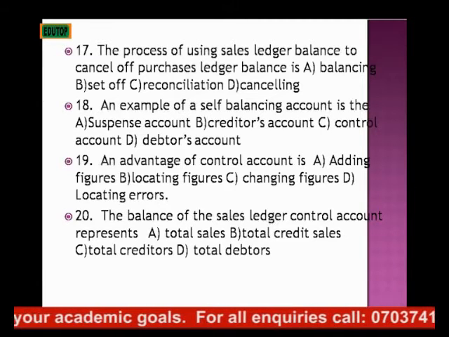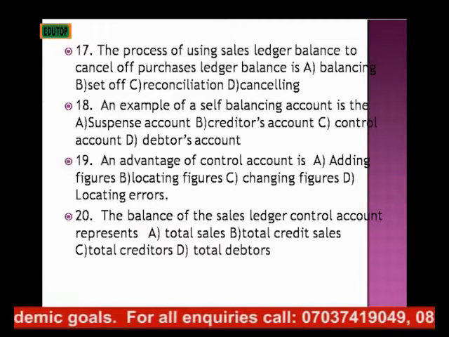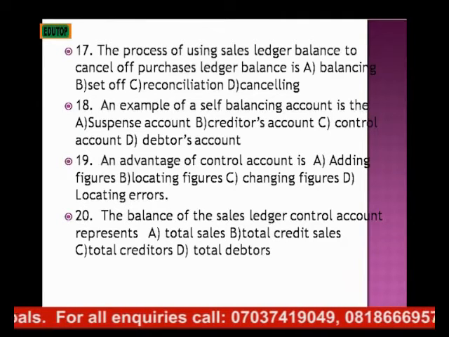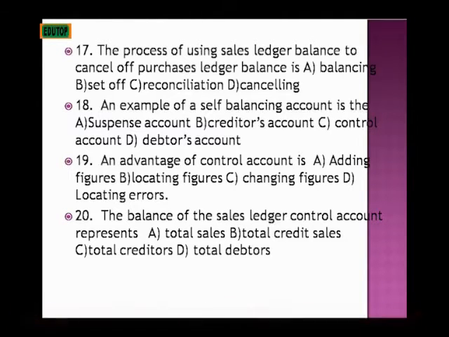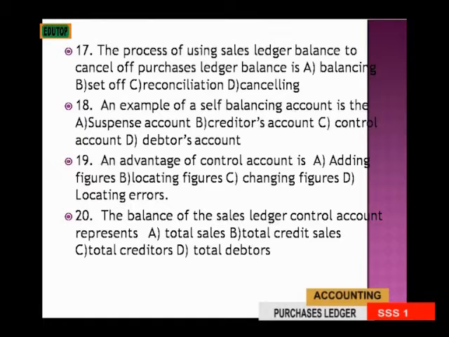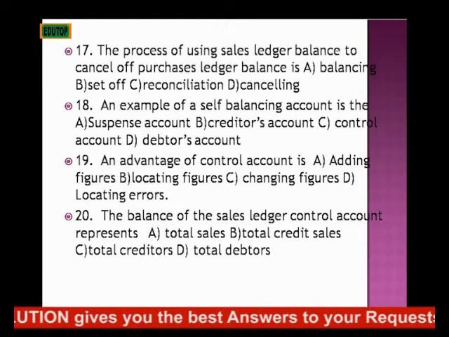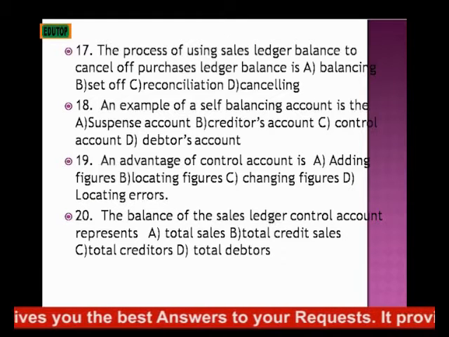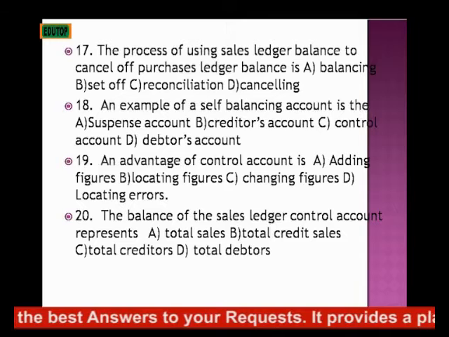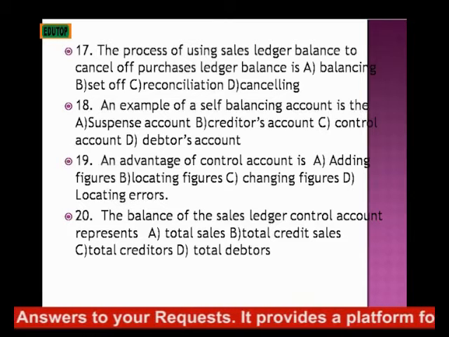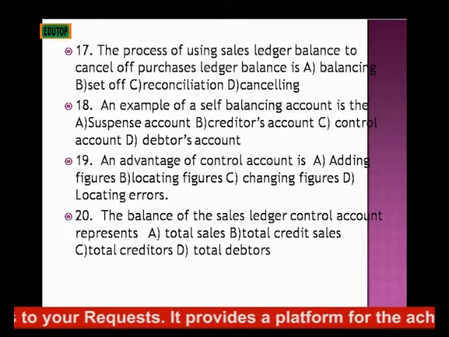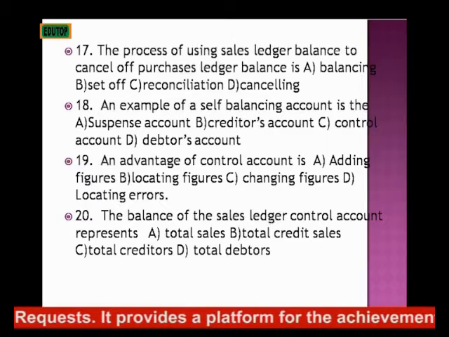The 19th question says an advantage of control account is A, adding figure; B, locating figures; C, changing figures; D, locating errors. Last question but not the least says the balance of sales ledger control accounts represent A, total sales; B, total credit sales; C, total creditor; and D, we have total debtors.